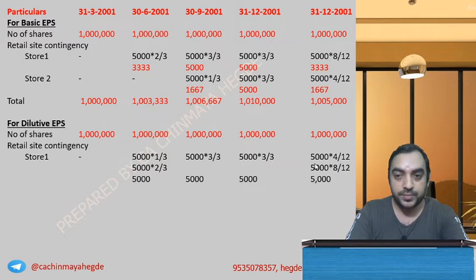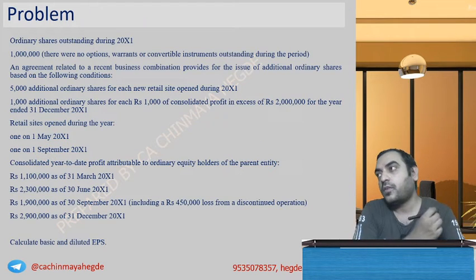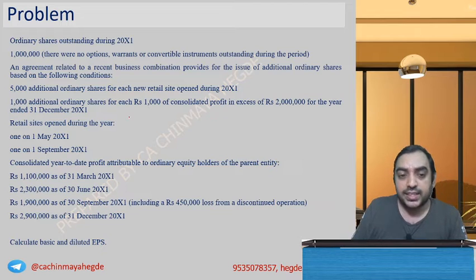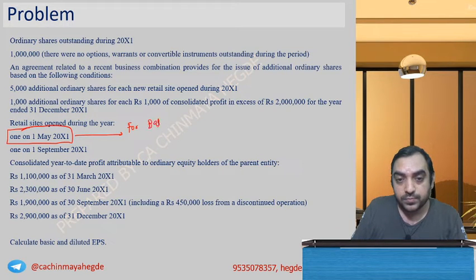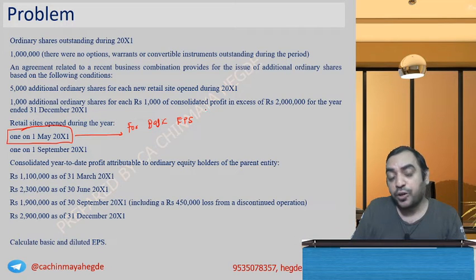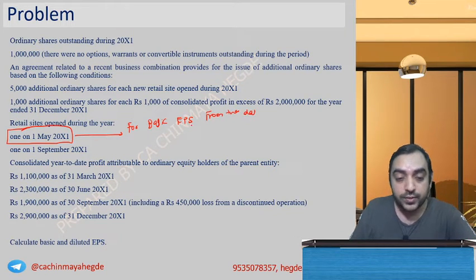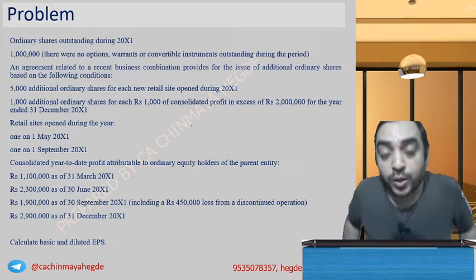This part you have not got it. So what does this say? Let's say this 5,000 what we have, on 1st of May 2001. So we are telling this, for basic EPS, you take it from the date of issue. Okay, one second. Before this example, I'll give one more example.